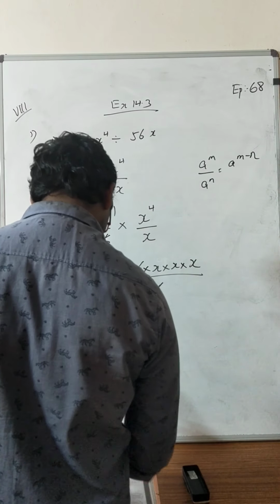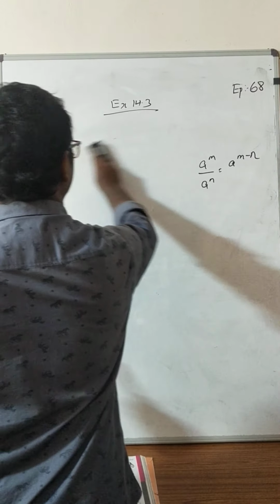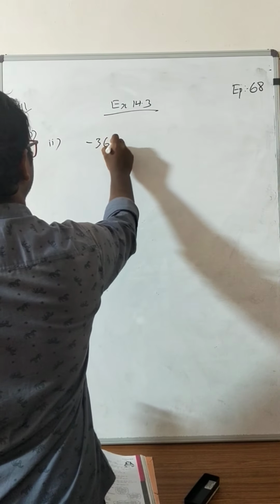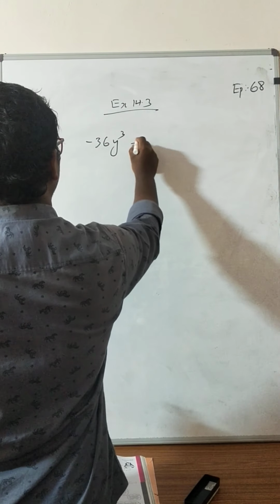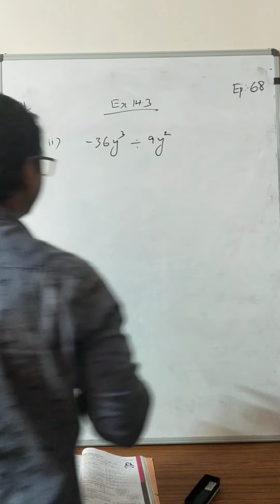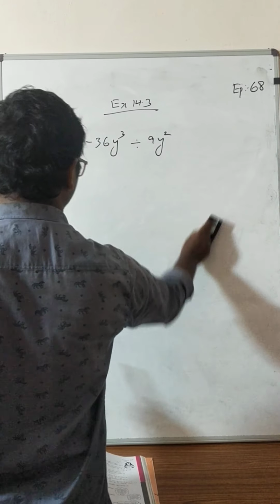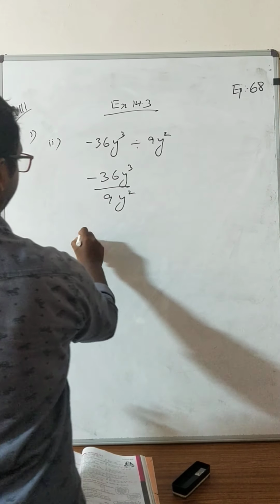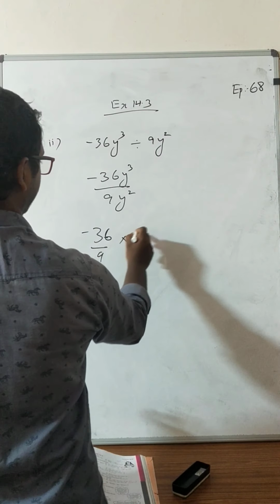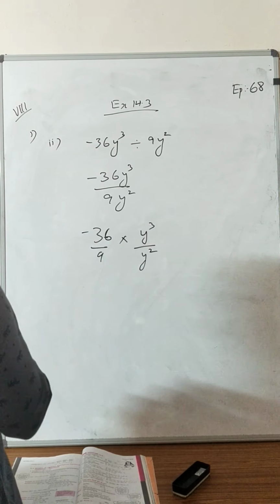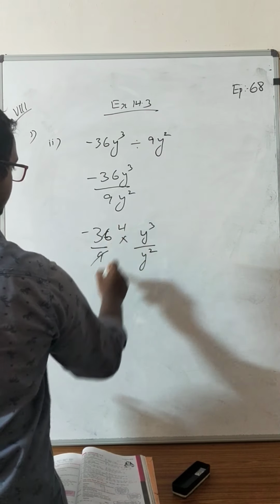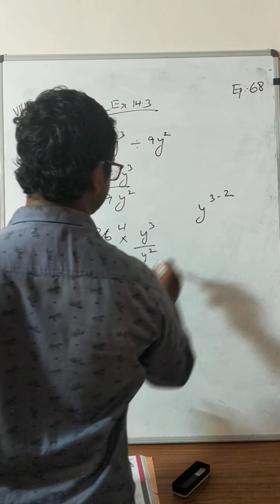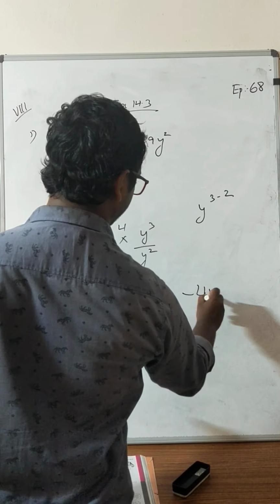Okay. Now look at the second one, which is minus 36y cube divided with 9y square. We know how to do this. See, minus 36y cube divided with 9y square. Put number below number, and y cube is y cube and y square like this. Okay. Now see, with number we can divide the number, we will get 4. So we will get minus 4 into y cube y square, y 3 minus 2, which is y power 1. So the final answer is minus 4 into y, minus 4y.